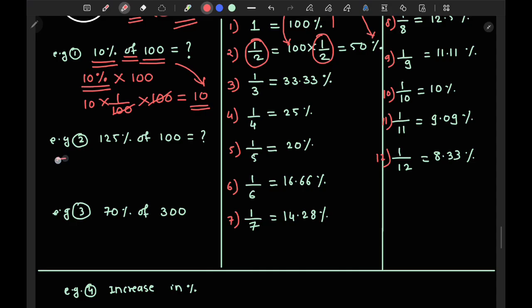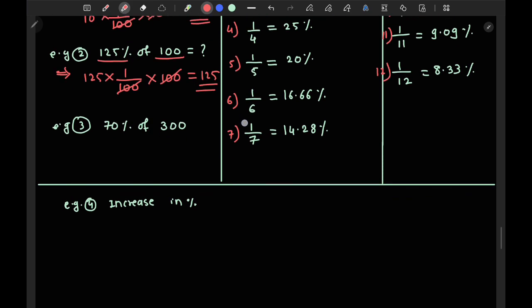Now in this case we have to calculate 125 percentage of 100. So 125 as it is, for percentage we will put 1 by 100, of is multiplication, again 100. So this 100 got cancelled, this 100 got cancelled. So the answer is 125, and hence 125 percentage of 100 is equal to 125.